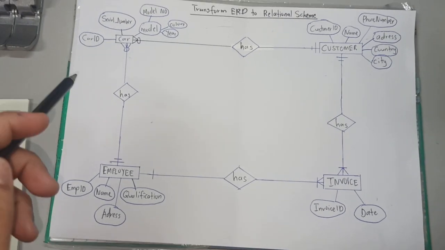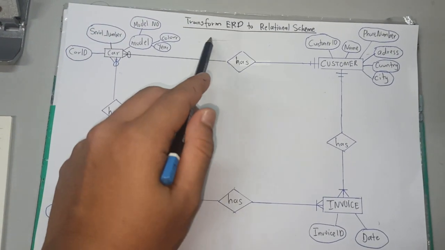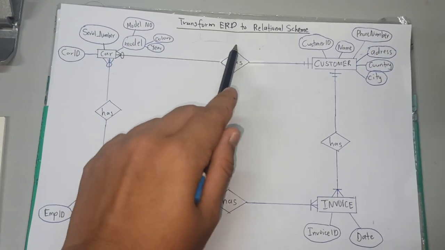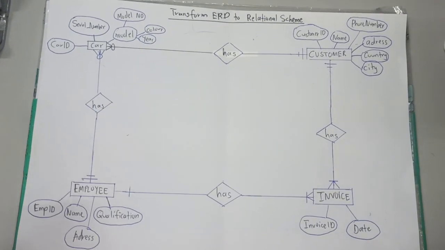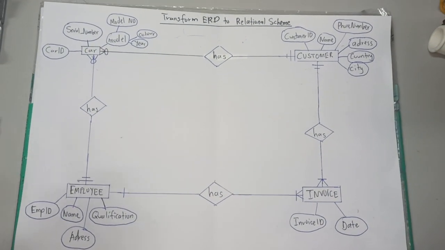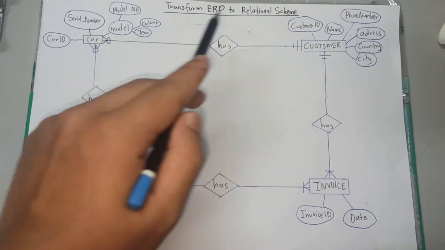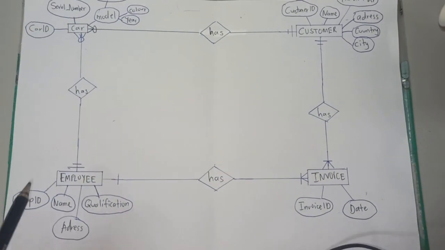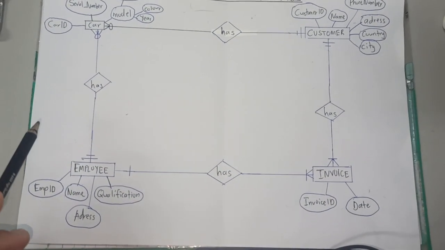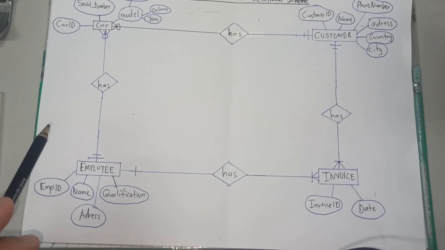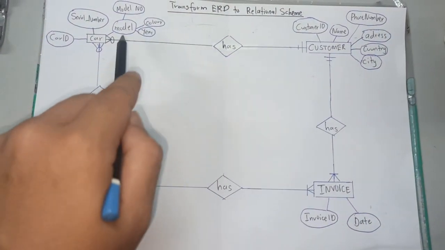Today, I'm going to explain how to transform an ERD diagram to a relational schema. First, there are four entities that we recorded, which are car, customer, invoice, and employee. All of the entities have their own attributes.